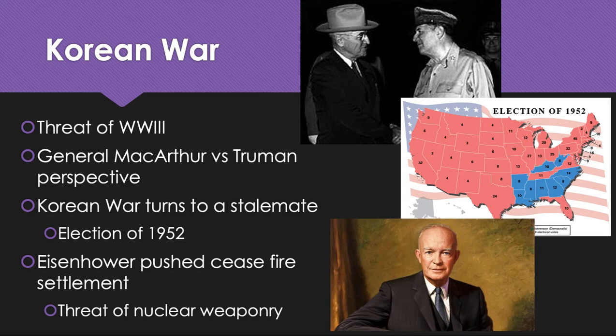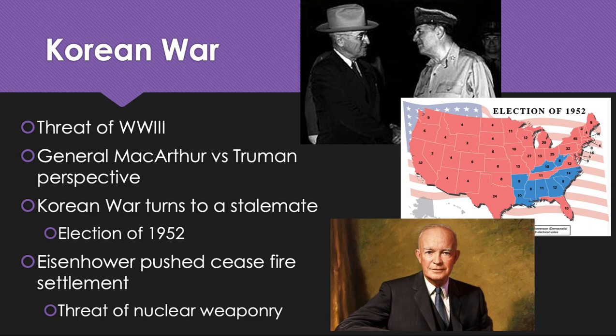The way he gets this settlement to come together is with the threat of nuclear weaponry. The United States now has the ultimate trump card. We had used nuclear weaponry to end a conflict, and we can fall back and say we'll use it again. And Eisenhower uses that to his benefit to push this ending of the conflict.